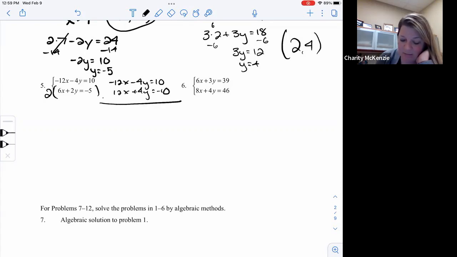So I can now make a big addition problem. And what happens is everything cancels. So I'm left with 0 equals 0. When I'm left with 0 equals 0, then I'm left with infinitely many for our solution. If I'm left with 0 equals a number, then I'm left with no solution. But this one is infinitely many solutions.